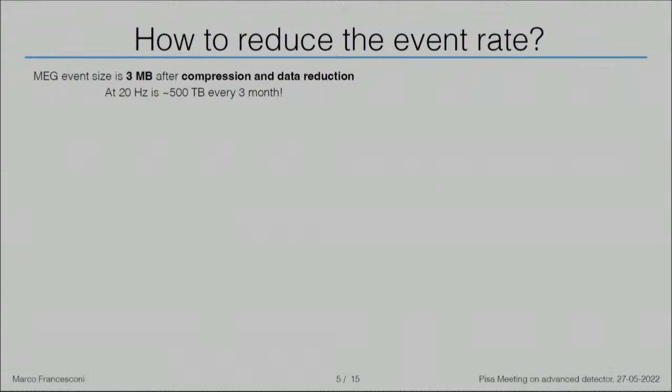But how to reduce the event rate? Because using full waveform digitization actually has the impact of having a very huge event size. We have a 12 megabyte event size before the compression, and this reduces by a factor of 4 when we apply compression and data reduction. But this still is like half a petabyte of data to be stored every 3 months at a reasonable 20 hertz DAQ rate.